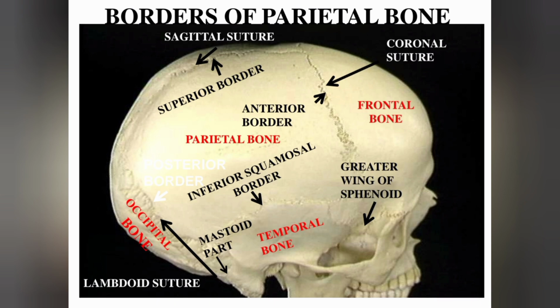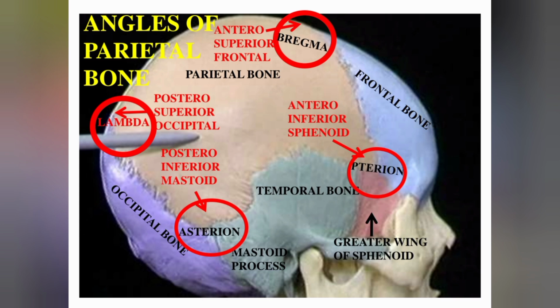The anterior part is beveled and articulates with the greater wing of the sphenoid bone. The intermediate part is also beveled and articulates with the squamous part of the temporal bone, whereas the posterior part articulates with the mastoid part of the temporal bone. The anterior-superior angle articulates with the frontal bone and the parietal bone of the opposite side, and the meeting place between the frontal bone and two parietal bones is called bregma.